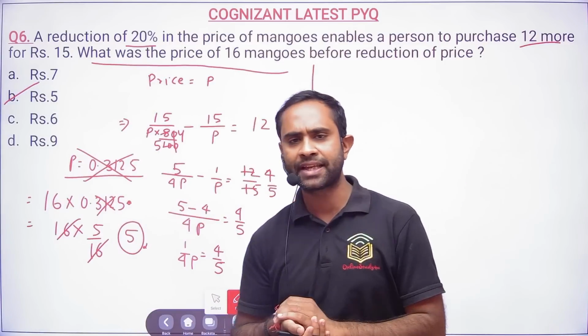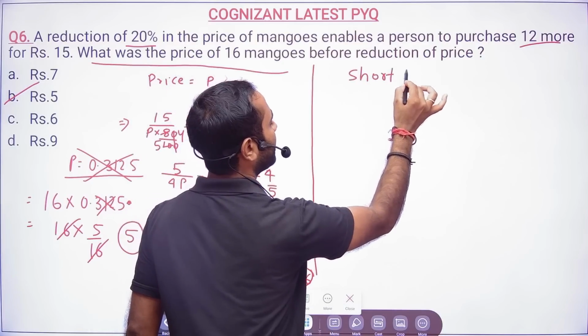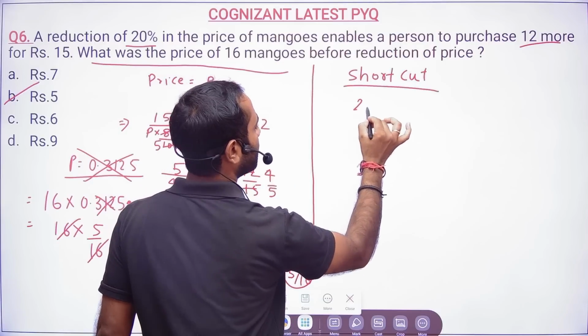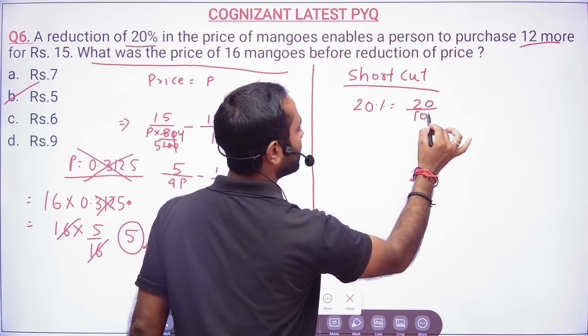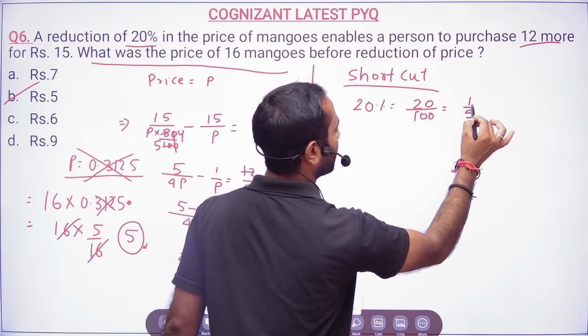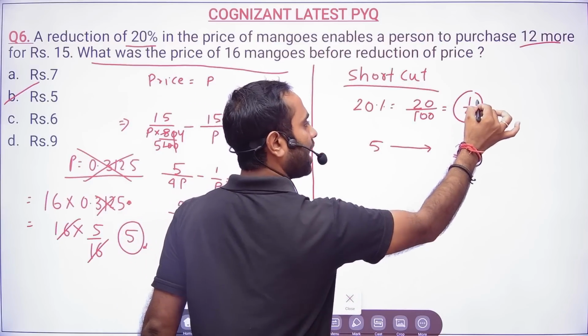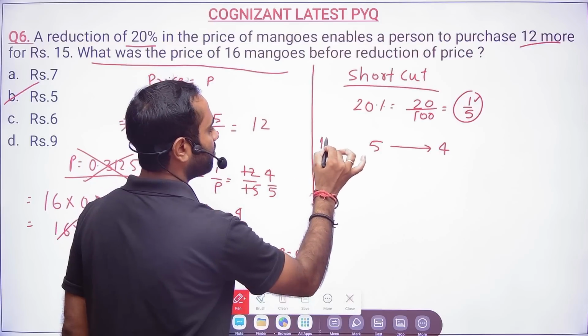Now, I will tell you the shortcut methods which I generally teach in all my videos. So a reduction of 20%. 20% is nothing but 20 by 100. 20 by 100 is nothing but 1 by 5, right? That means earlier the price was 5 rupees and now there is a reduction of 1 rupee. It will become 4.